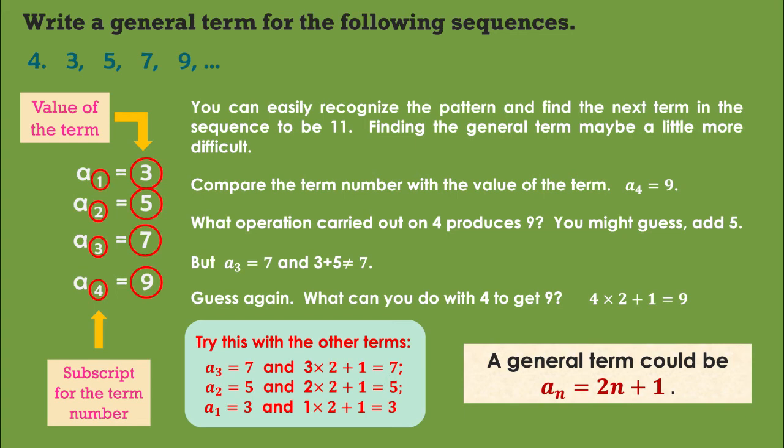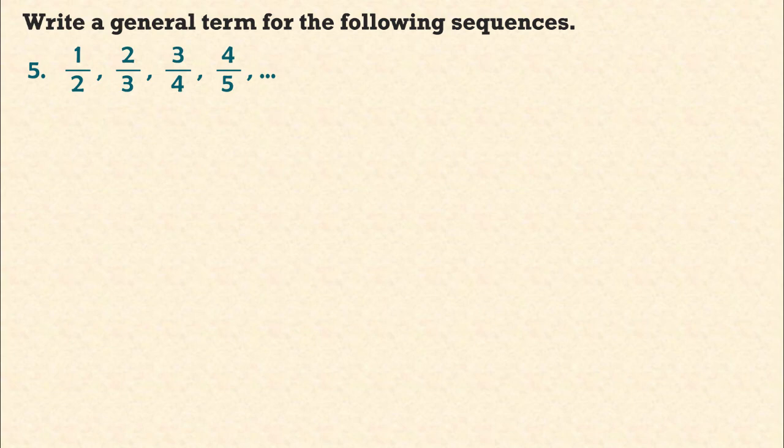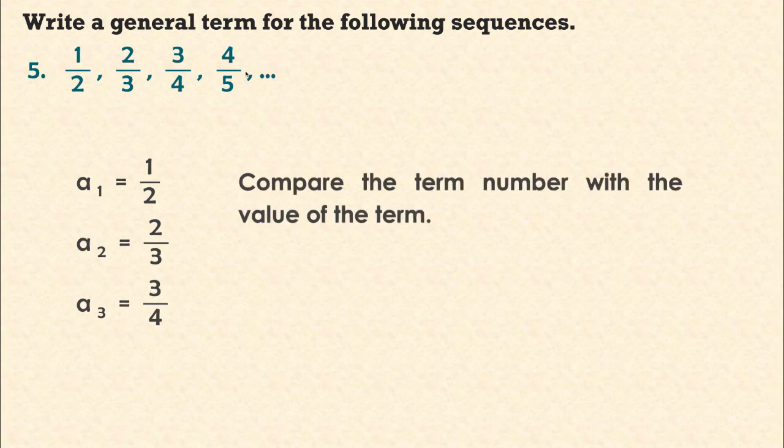Now let's try another example. So here you have 1/2, 2/3, 3/4, and 4/5. So again, a sub 1 here is 1/2. A sub 2 is 2/3. A sub 3 is 3/4, and a sub 4 is 4/5. Now let's just consider the first three terms.